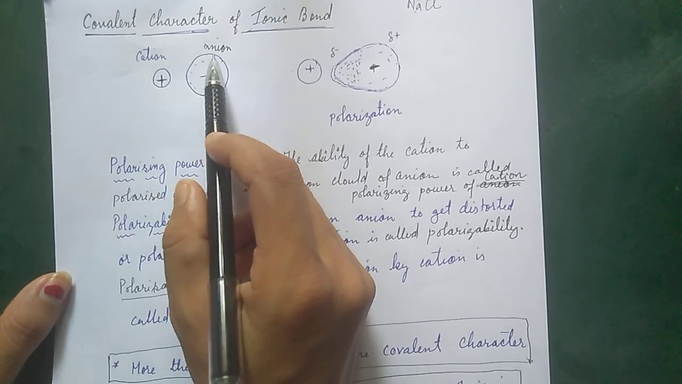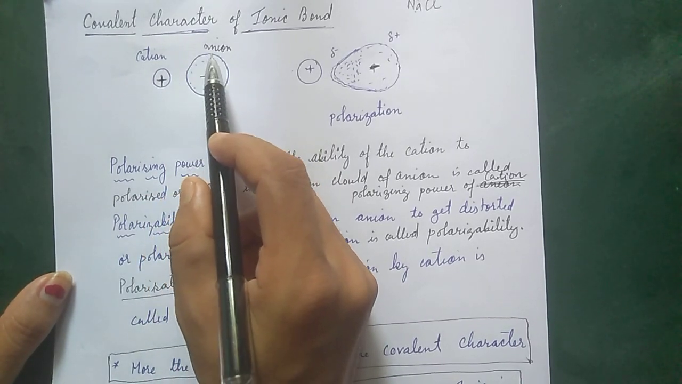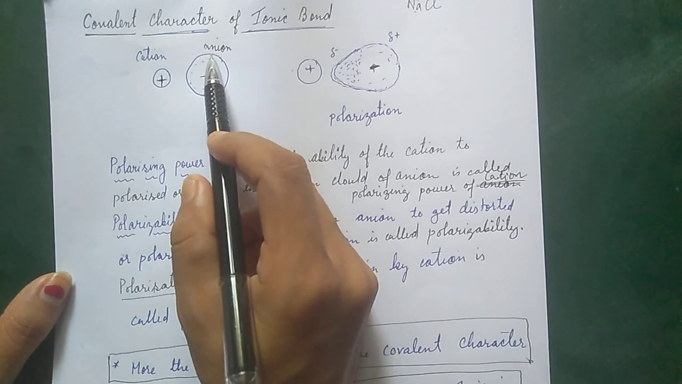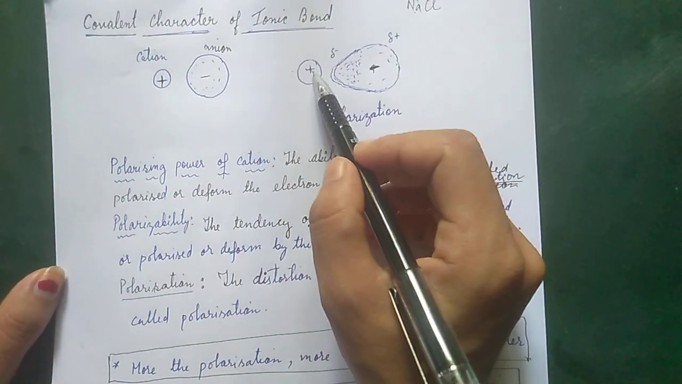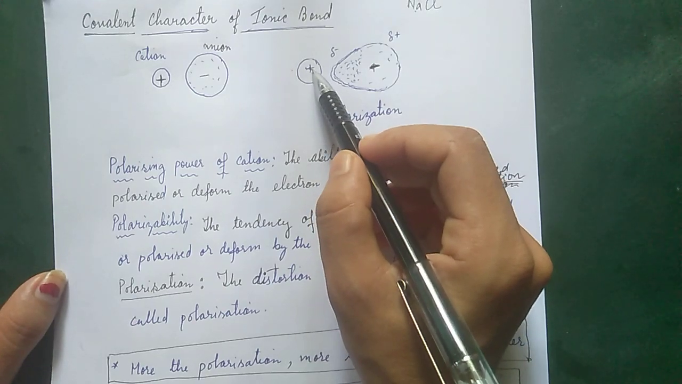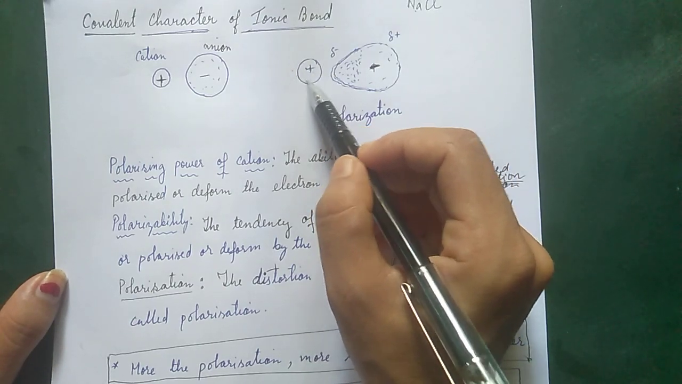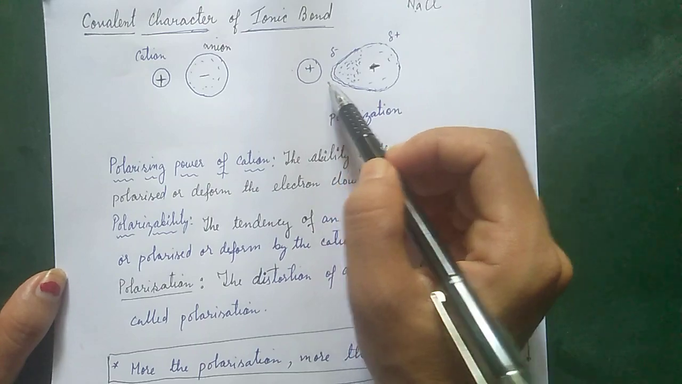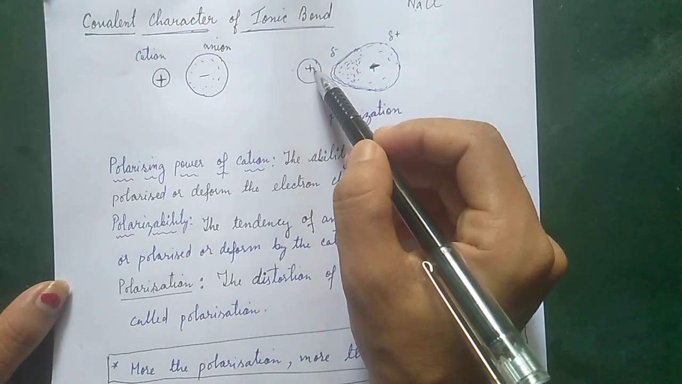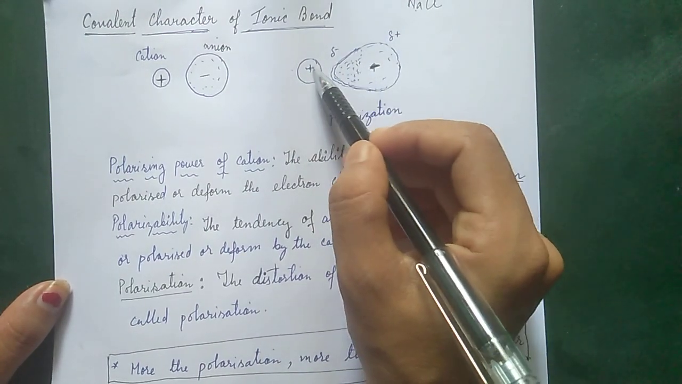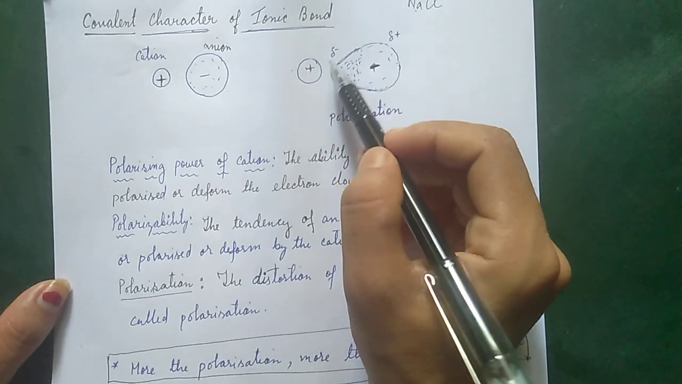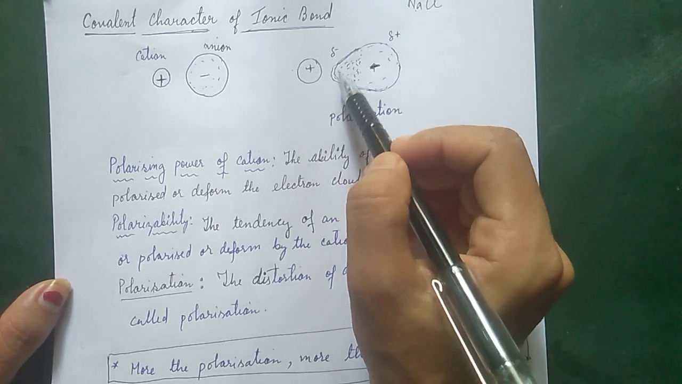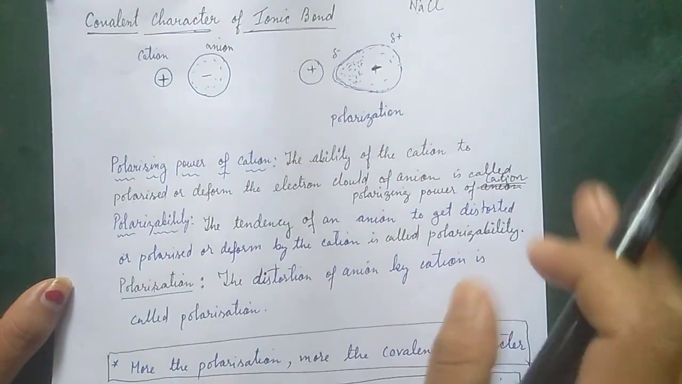So when cations and anions are brought closer to each other, because of the attractive force between these two, the shape of the electron cloud will be somewhat distorted towards the cation. The cation will also distort, but due to its small size, it is not much pronounced. In this way there will be mutual sharing of electrons between these two nuclei, so it behaves like a covalent character here. So this is the covalent character of the ionic bond.